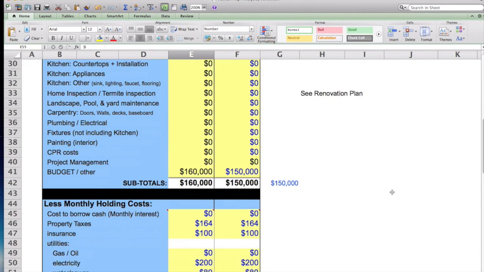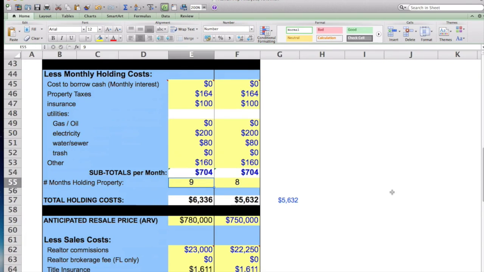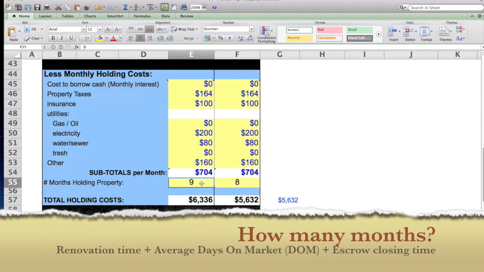Okay, so now we're going to jump down to the next section, which is our monthly holding costs. So take a look at this section. These are some of the costs that we expect to incur during the time that we're holding the property, from the time that we close, while we're doing the renovation, when it's up on the market, and then while it's back in escrow while we're waiting for our buyer to sell. We're going to be making payments, going to be electricity, water, sewer, and maybe some other things. So you're going to make an estimate on what those are, and then multiply it by the number of months that we expect to hold.